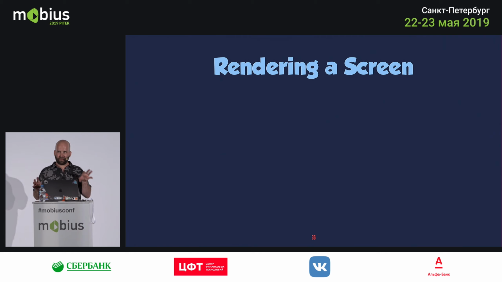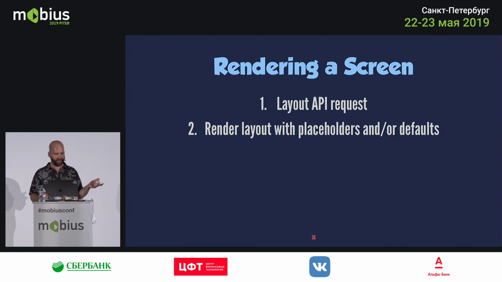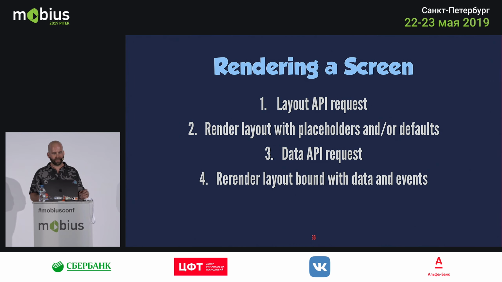So now we've seen all the pieces that we're using on the mobile client side. Now I'll talk a bit about how they fit together to dynamically render a screen. So first is the layout request I mentioned. That's when we fetch the layout and render some placeholders or default values, which is step 2 there. And as soon as we get the layout request, we're also firing the data request to get the actual data. And then that data gets added to our Redux store, triggers another re-render with the layout bound with the data and events. And at this point, the user can interact with the app just like normal.